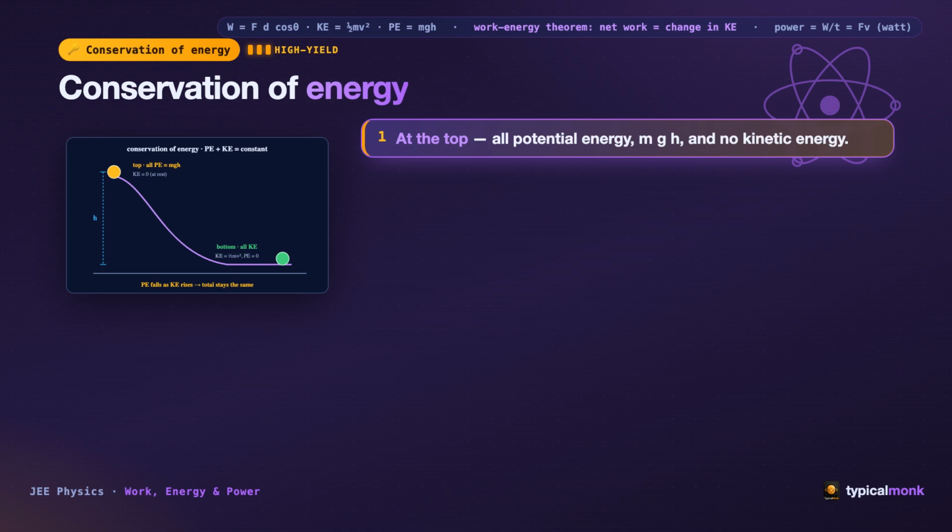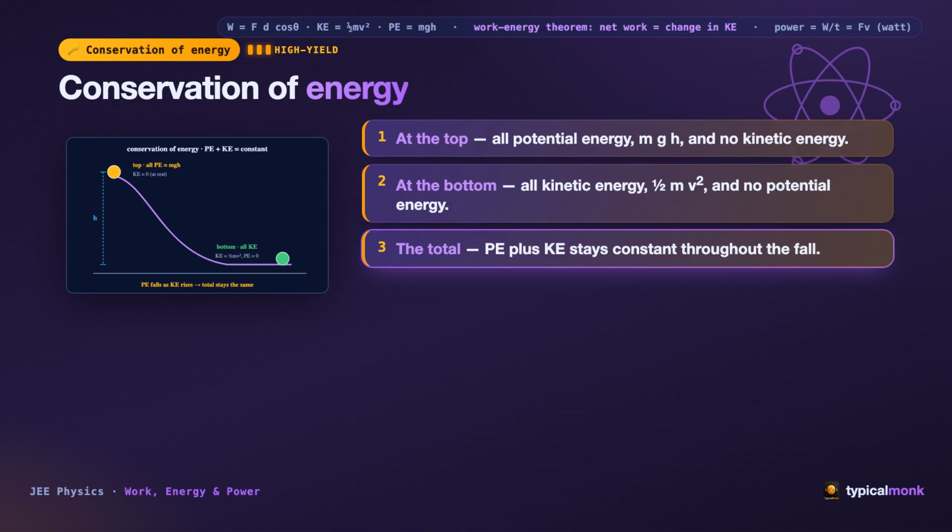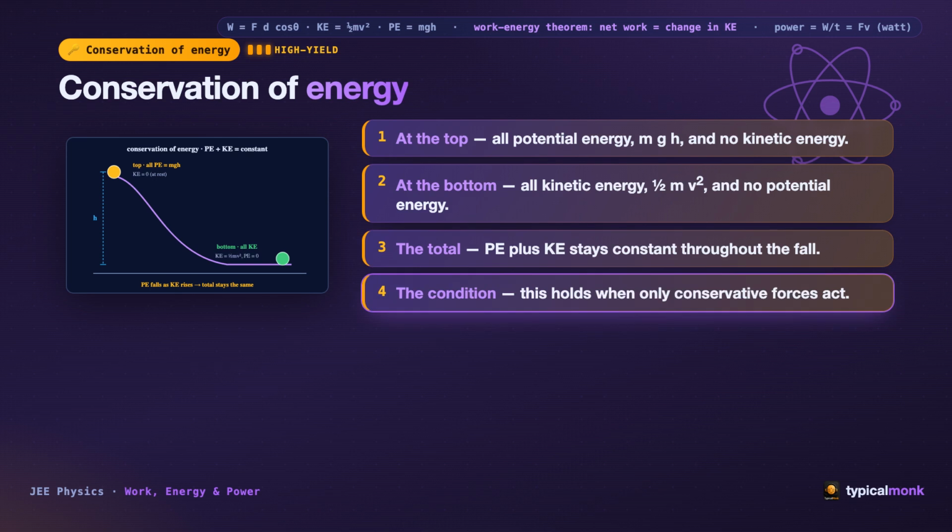Now look at the picture. Conservation of energy. At the top, all potential energy mgh and no kinetic energy. At the bottom, all kinetic energy 1/2 mv squared and no potential energy. The total, potential plus kinetic, stays constant throughout the fall. The condition, this holds when only conservative forces act.